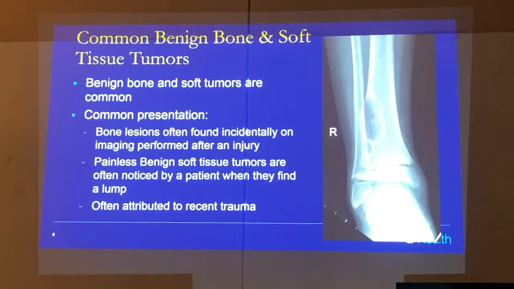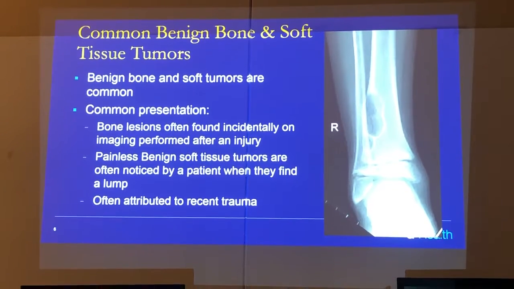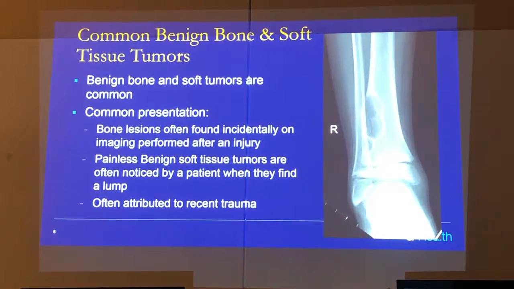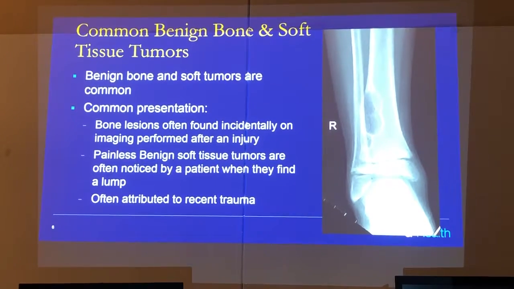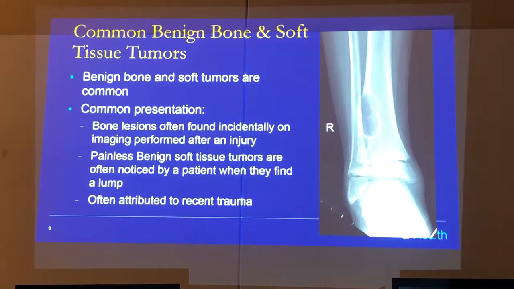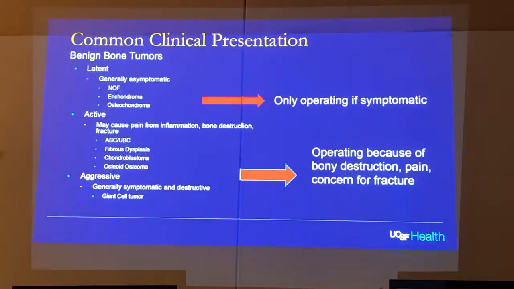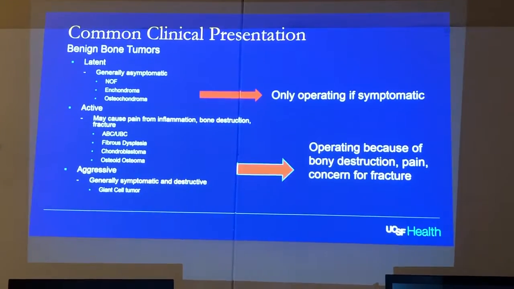Benign bone tumors, probably one of the most common things we see are people that had a knee injury, and then they get an x-ray to evaluate that, and then they realize, oh, there's something abnormal in the bone. So when do we operate on benign bone tumors?